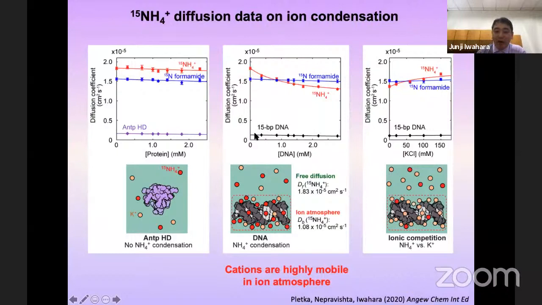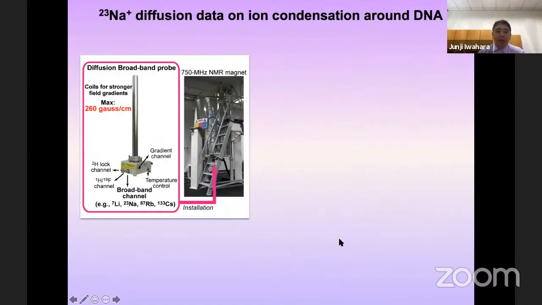Basically, if all the ions are moving together with DNA through tight binding, the diffusion coefficient for the ion atmosphere should be identical to the diffusion coefficient of DNA, but that's not what we are seeing. We are still seeing quite a high degree of mobility of ions, cations, in the ion atmosphere. We can do the same experiment for other metal ions.